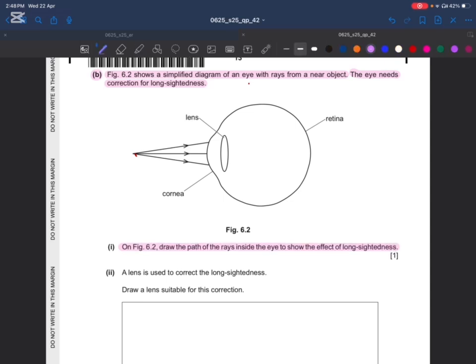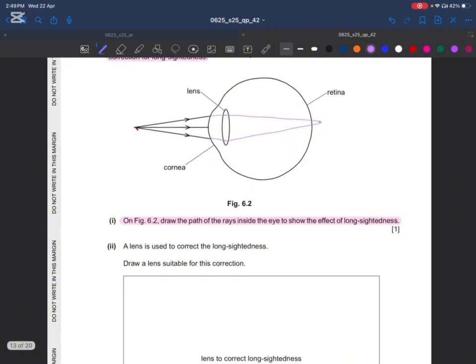So basically, in case of long-sightedness, your lens is not focusing the image at the retina. After passing through the lens, the rays are converging somewhere beyond the retina. So you have to draw something like this, and these rays are converging beyond the retina. So this is what we have here. Okay, so this is the situation of long-sightedness.